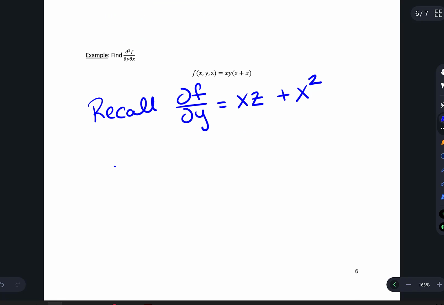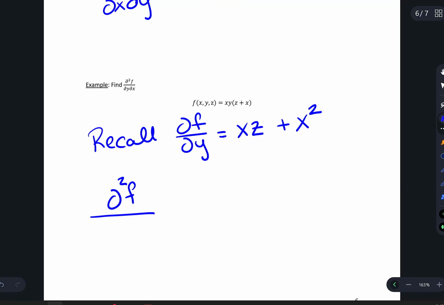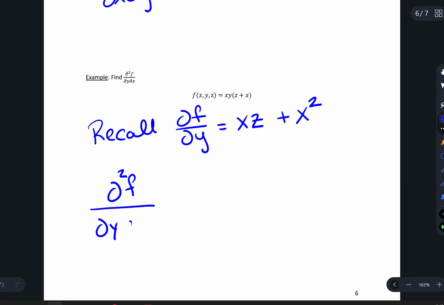So now let's find the partial derivative of that with respect to x. Looking at that first term, z is going to be the constant, so we just end up with z. And for the second term, the derivative of x squared with respect to x, by the power rule, is 2x.